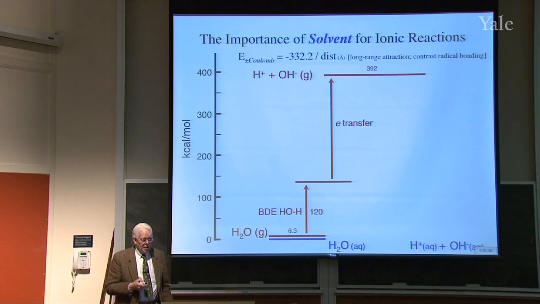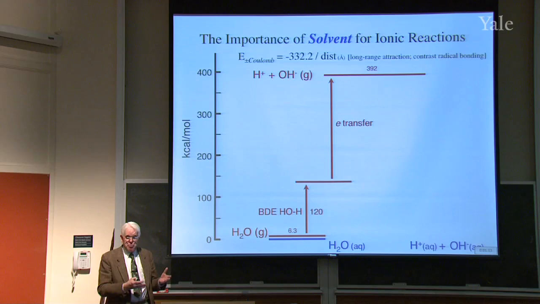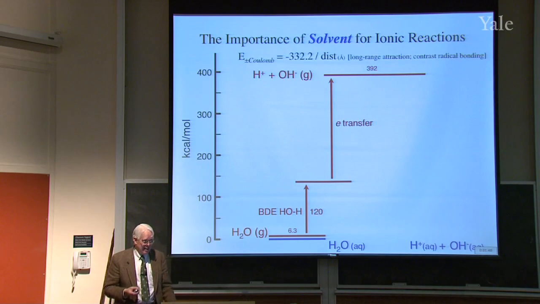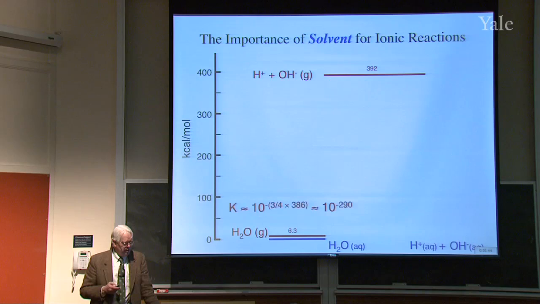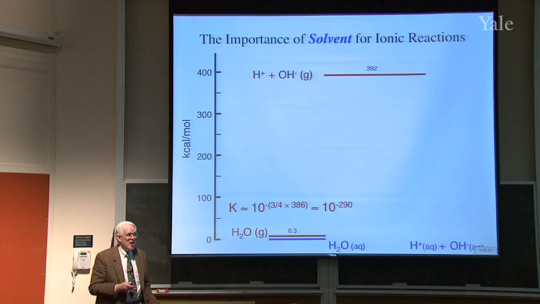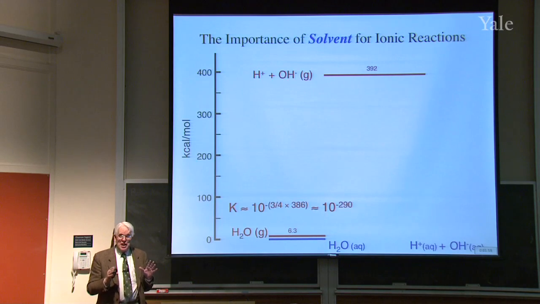Okay, and remember the Coulomb energy is the gorilla in this particular scheme. It's that 332 kilocalories divided by angstrom. So that's the big one, that electron transfer and getting the ions apart. So the equilibrium constant in the gas phase is 10 to the minus 290. Not a very favorable process, okay? But we know that it can happen in water, so the solvent has a lot to do with it, and we'll talk about that next time.